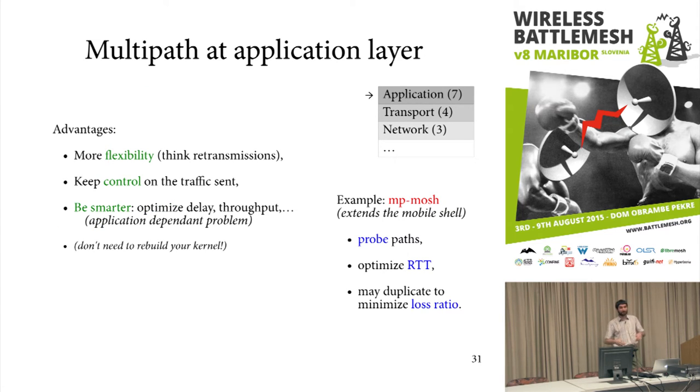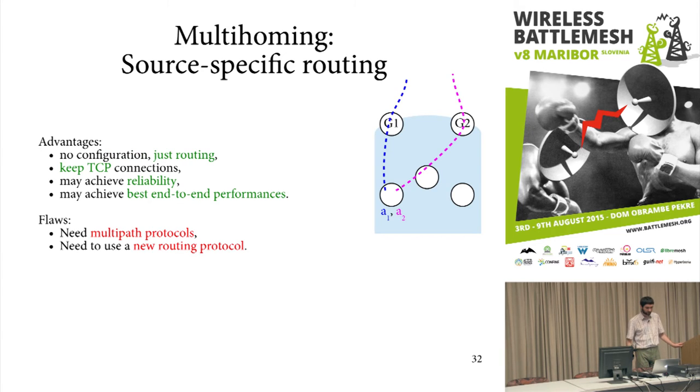But sometimes you know that TCP is not the best protocol for your application, and so you can do multipath at the application layer, to avoid the TCP retransmission, or to keep control of what traffic is sent, or to be smarter. Multipath TCP will optimize the throughput, but you may prefer to optimize the delay or something else. For example, I have written a multipath extension of Mosh, but I will not speak about that now.